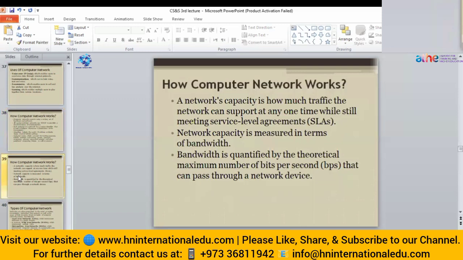A network's capacity is how much traffic the network can support at any one time while still meeting service level agreements. So we can say that, like on the roads, we have a capacity of transmission. Same with network traffic, we can send limited data from source to destination. So the network capacity is measured in terms of bandwidth. Bandwidth is quantified by the theoretical maximum number of bits per second that can be passed from a network device from source to destination.